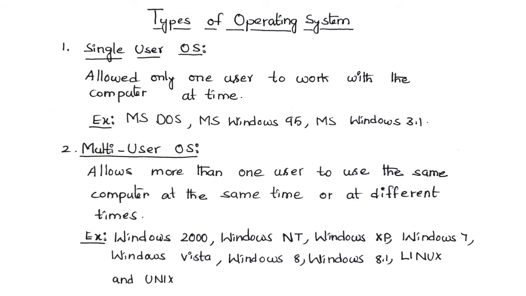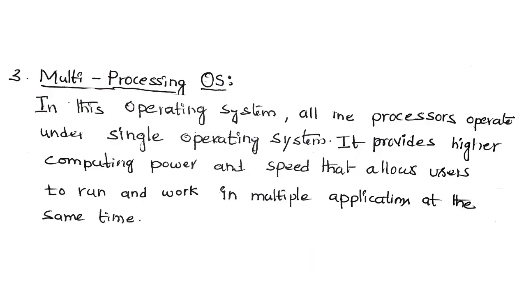Some operating systems which fall in this category are Windows 2000, Windows NT, Windows XP, Windows Vista, Windows 7, Windows 8, Windows 8.1, Linux and Unix. Windows 2000 was the first version of Windows which allowed creation of several user accounts on a single machine.